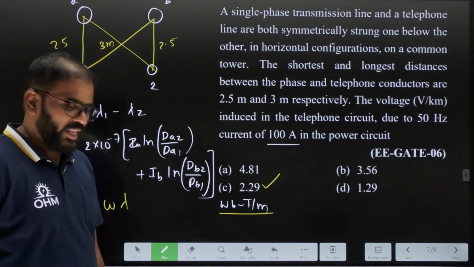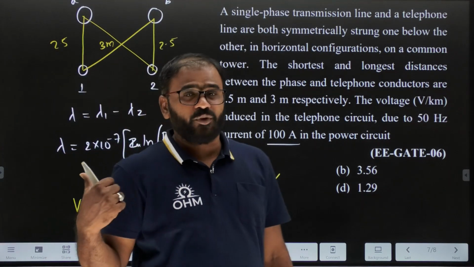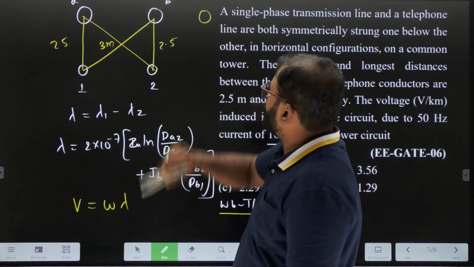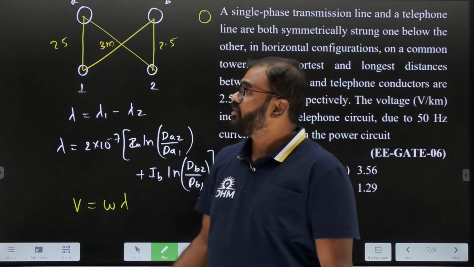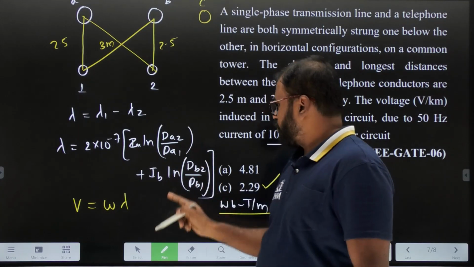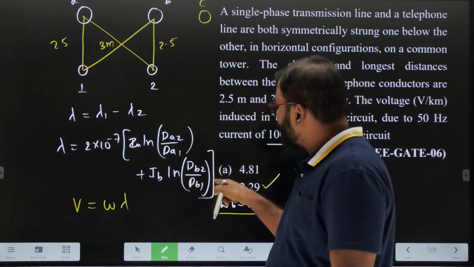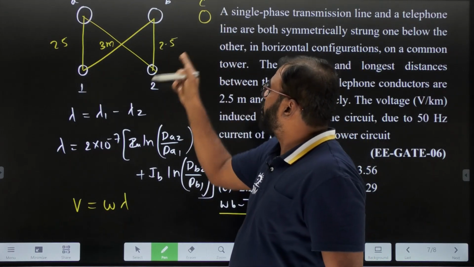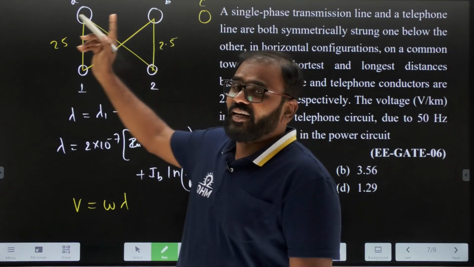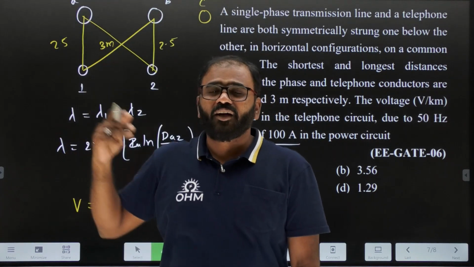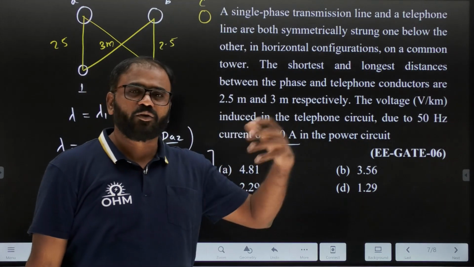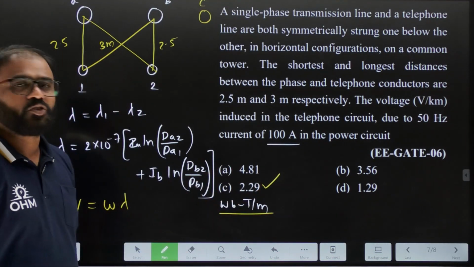So this is how we need to solve. Another question can be asked from this topic, by giving a three-phase transmission line. Three-phase transmission line means one extra conductor, the third conductor. See, now it is IA ln dA2 by dA1 plus IB ln dB2 by dB1 plus IC ln dC2 by dC1. That is the extra term. So if you know the distance from every conductor of the three-phase line to the communication line conductor 1 and conductor 2, then answering this question is very simple.